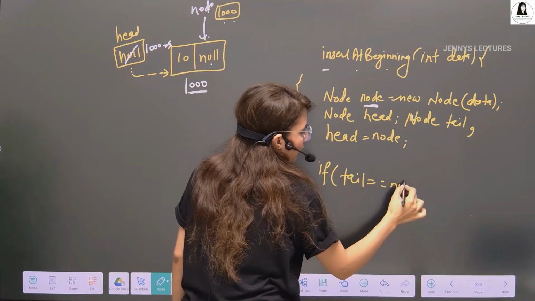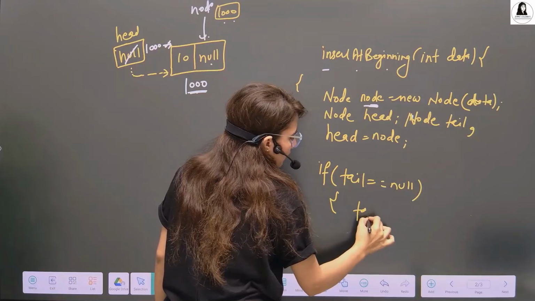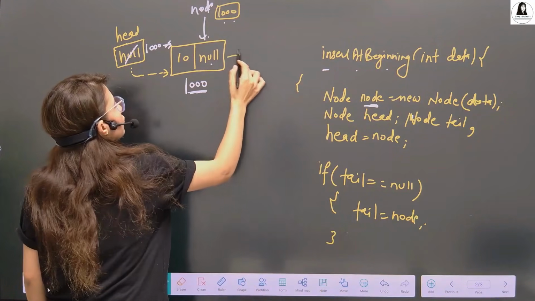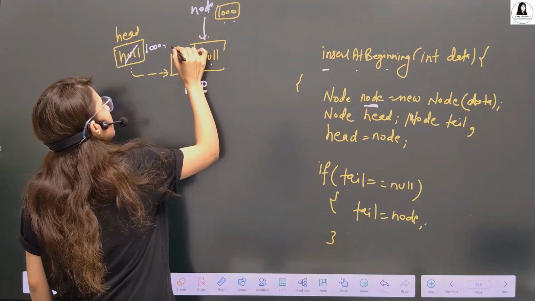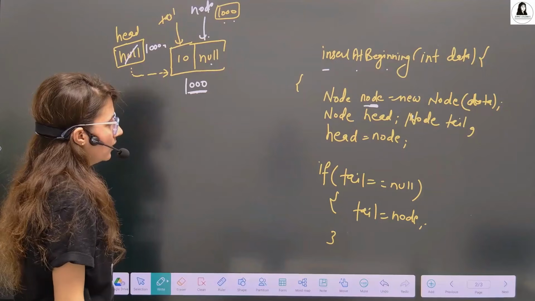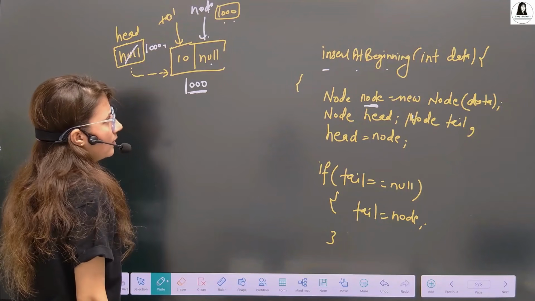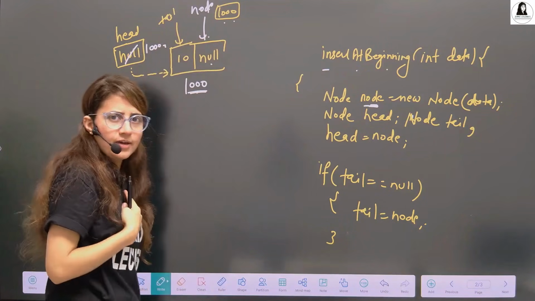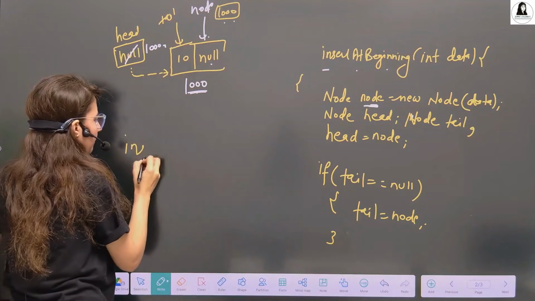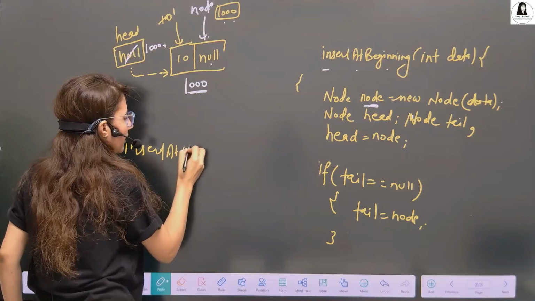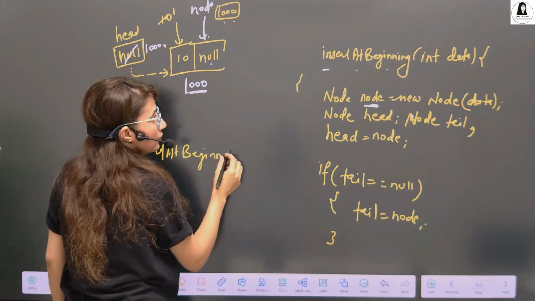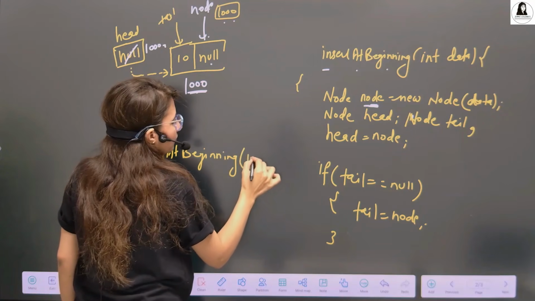If tail is equal to null, then tail would also be whatever the node is. So tail is also pointing to this. Right? But now let's see. I have called this method once. Suppose I have called this from the main, insert at beginning. Now see, this thing we still have to modify a little bit. It will not work for every case. And I have passed 10.